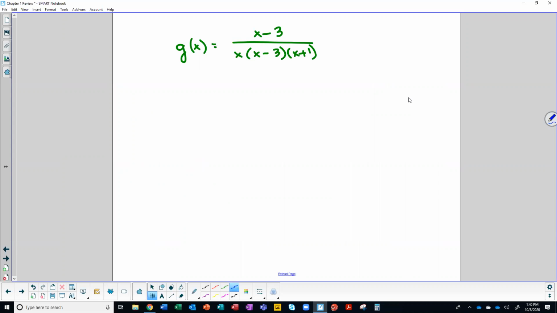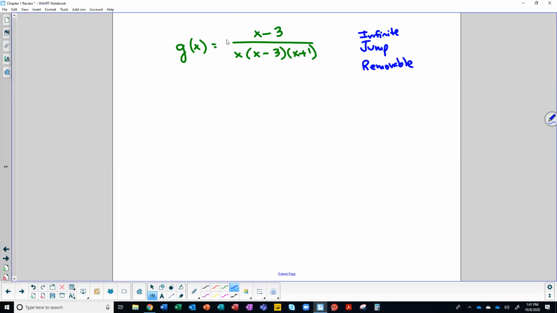And as you are copying down this equation, I'm going to ask a question. How many types of discontinuities are possible? How many types do we have? Three. They are infinite, jump, and removable, I hear. In that order. That's the way I heard it.